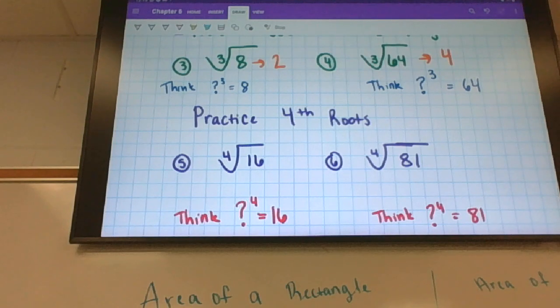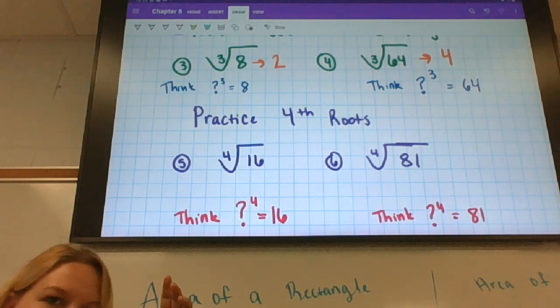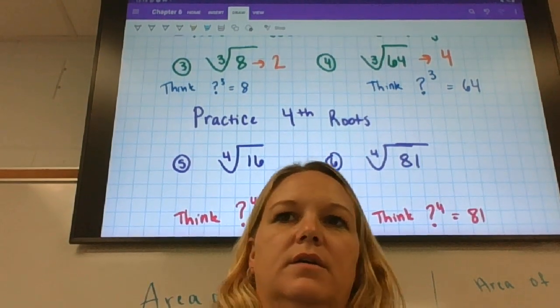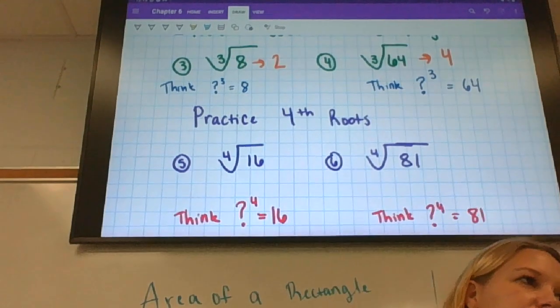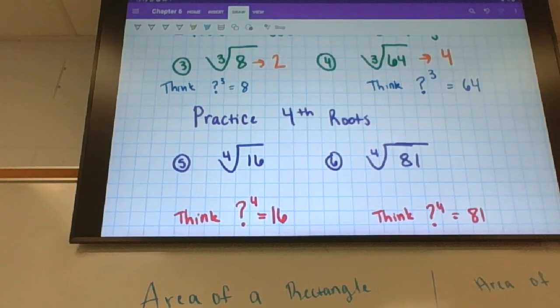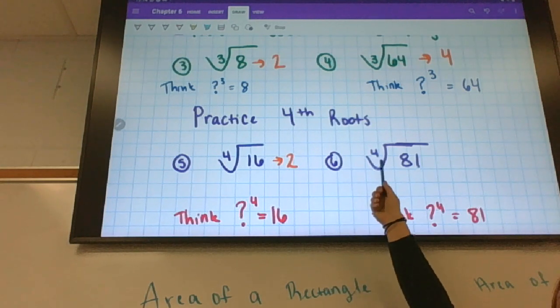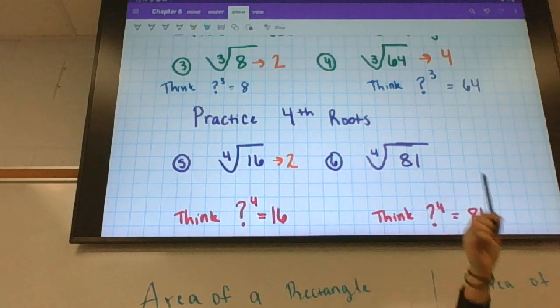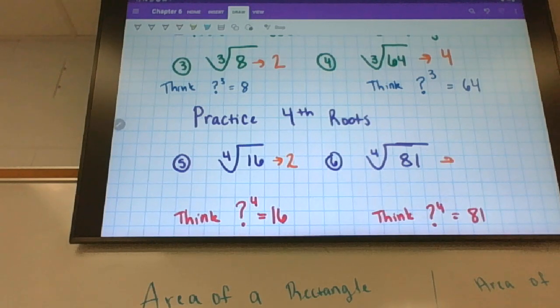Alright, does 16 show up in your list of things to the fourth power? I know the square root of 16 is 4, but does it have a fourth root? It's 2? Another 2. And does 81 show up in our powers of 4 list? Did you write 81 down? Yeah. There it is. I think you're getting it.